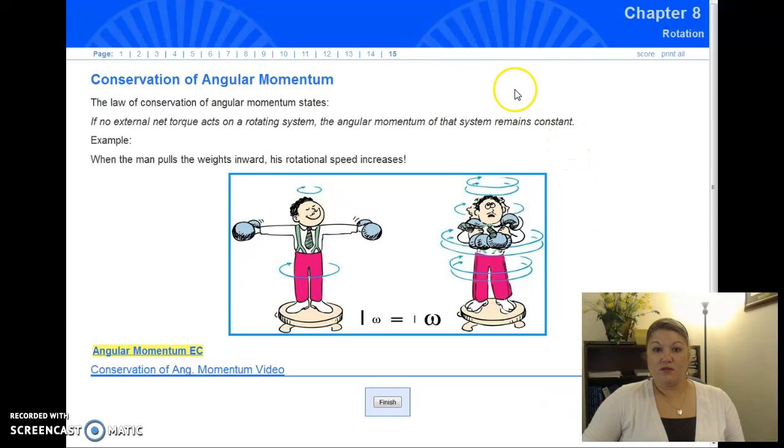And that about does it for rotation. All right, please watch the videos, read your textbook, and let me know if you have any questions.